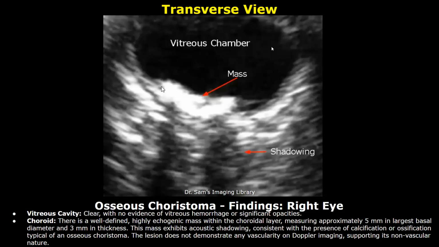Choroid: there is a well-defined, highly echogenic mass within the choroidal layer, measuring approximately 5 millimeters in largest basal diameter and 3 millimeters in thickness. This mass exhibits acoustic shadowing consistent with the presence of calcification or ossification typical of an osseous choristoma. The lesion does not demonstrate any vascularity on Doppler imaging, supporting its non-vascular nature.